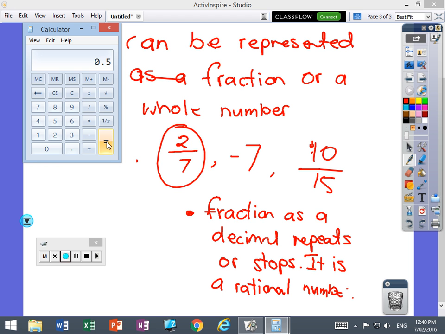Then our fraction is 0.5. Does it repeat or does it stop? Then it's a rational number. Okay? So there's our definition of a rational number.